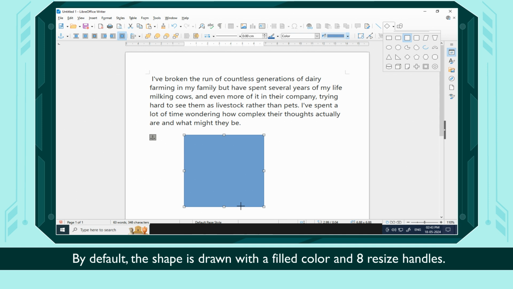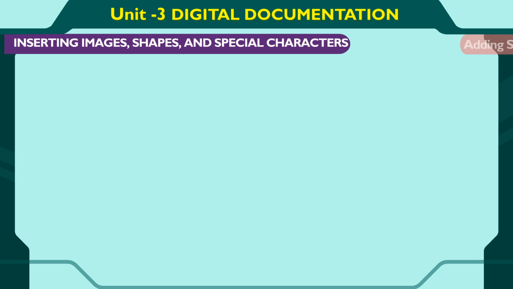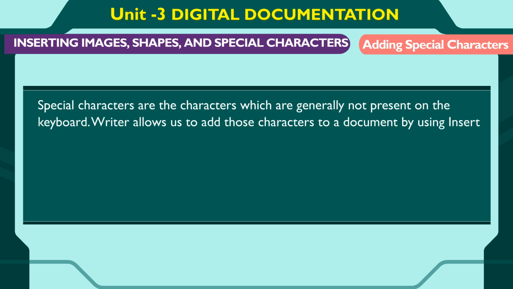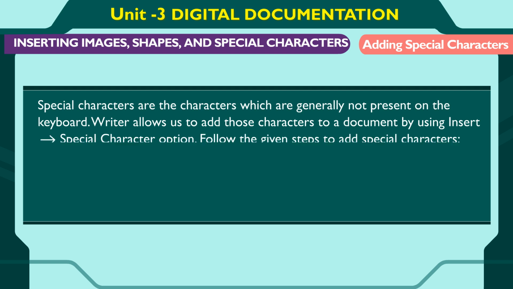The mouse pointer changes to a plus sign. 5. Drag the mouse diagonally to draw a square. The square shape is drawn and the Drawing Object Properties toolbar appears just below the standard toolbar. By default, the shape is drawn with a filled color and 8 resize handles. Shapes can also be added to a document by clicking on the Insert Basic Shapes icon on the standard toolbar.